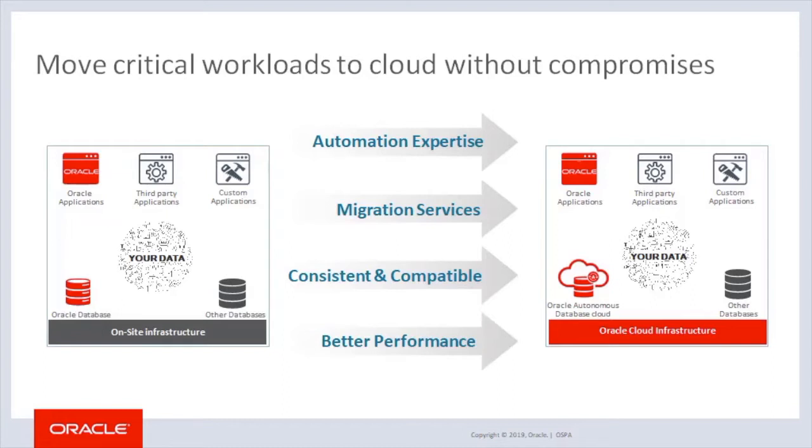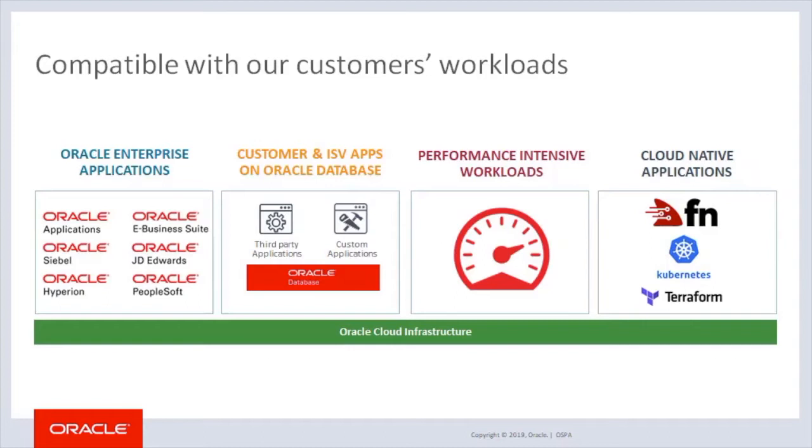We provide a service level objective that covers availability, performance, and manageability. We made it compatible with the key workload categories that our internal and external customers use. And there are four main workload categories our customers and partners run on our cloud.